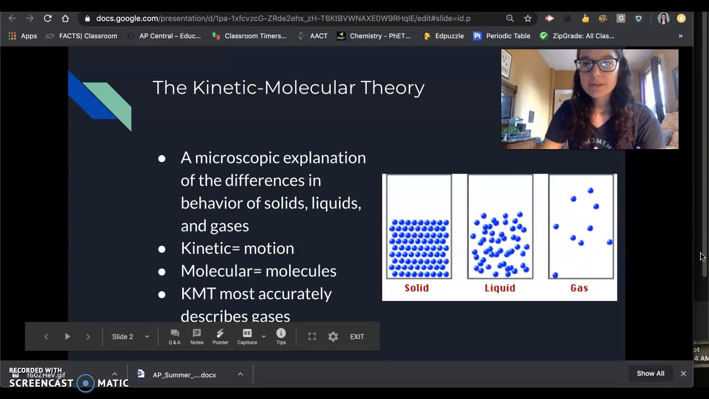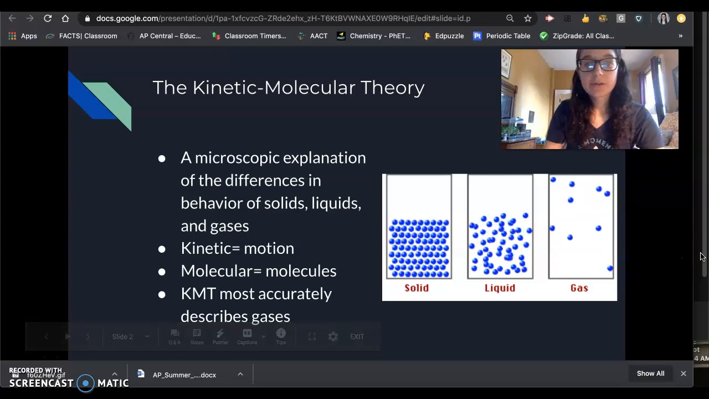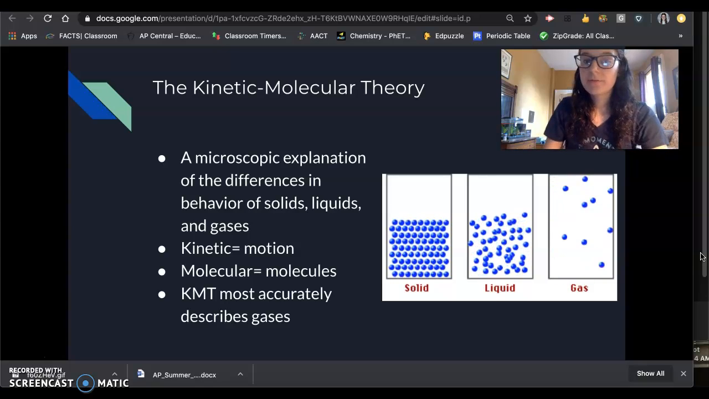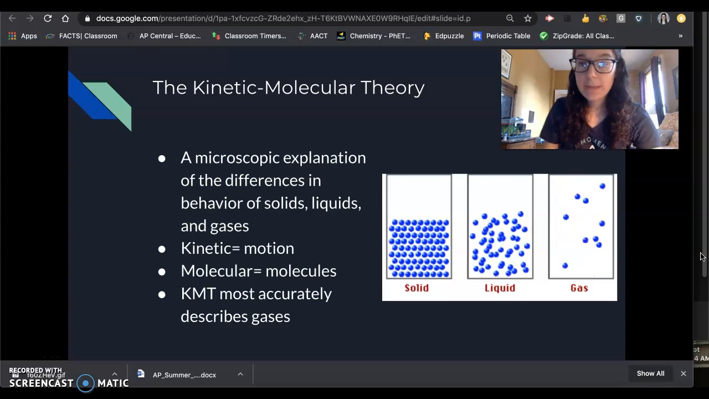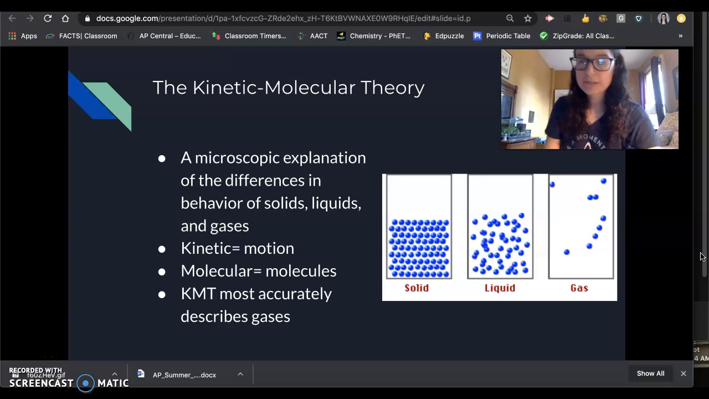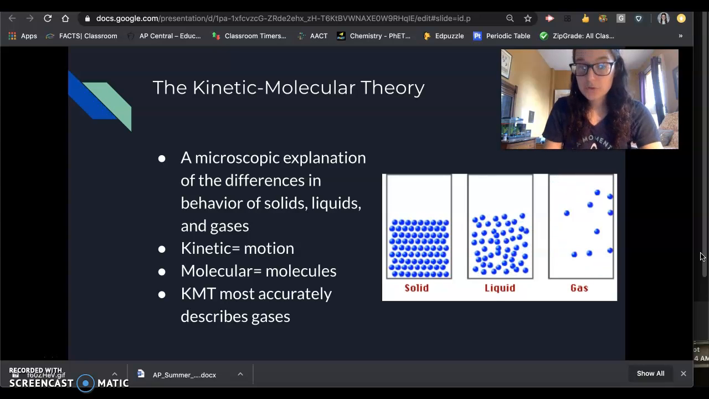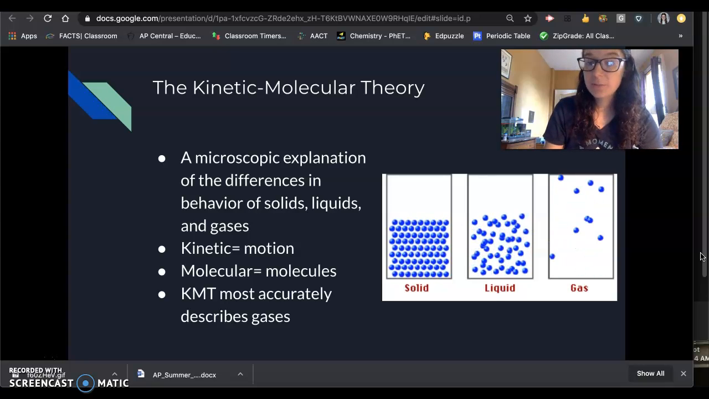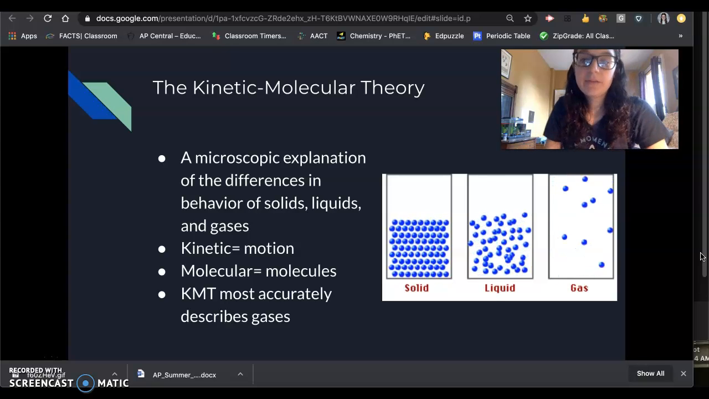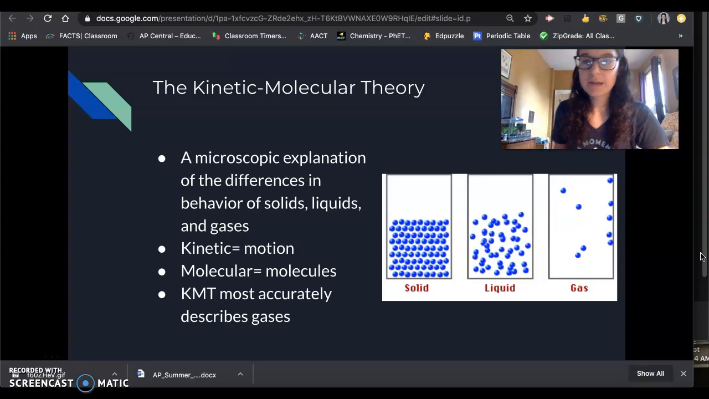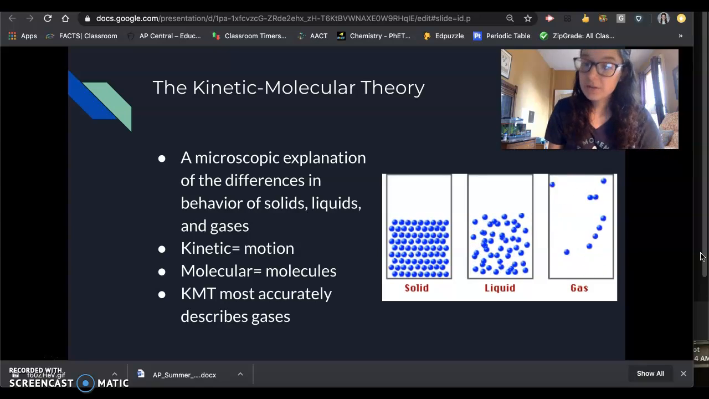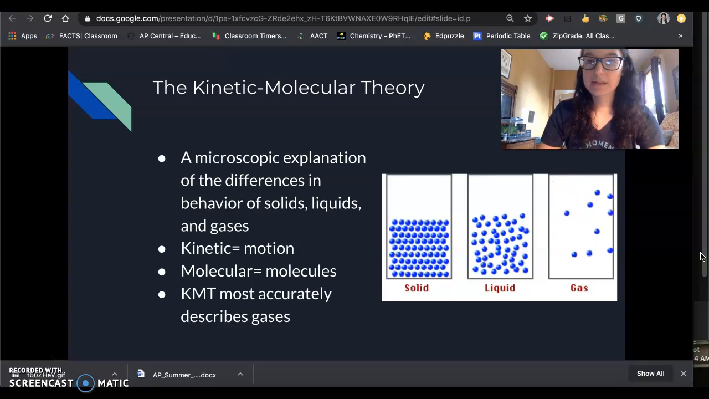The reason that we focus on gases is in part due to the kinetic molecular theory. So this is an explanation of the behaviors of solids, liquids, and gases based on the behavior, the movement of particles. So kinetic, of course, means motion. This has to do with the kinetic energy of particles. And molecular, of course, refers to molecules, even though you do have some gases that could be atoms as well. So the kinetic molecular theory most accurately describes the behavior of gases.